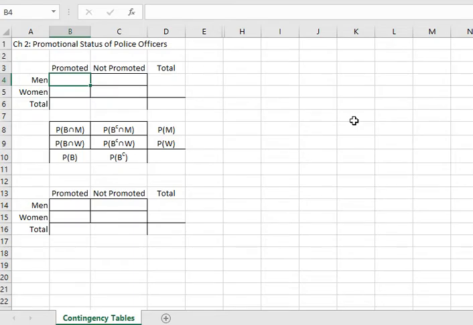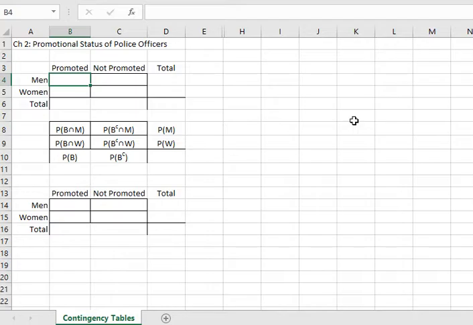Here we're going to construct a contingency table for the promotional status of police officers during the past 2 years. This is a problem out of the book in Chapter 2. We are told that a police force consists of 1,200 officers, 960 men, and 240 women. Over the past 2 years, 324 officers have been promoted.